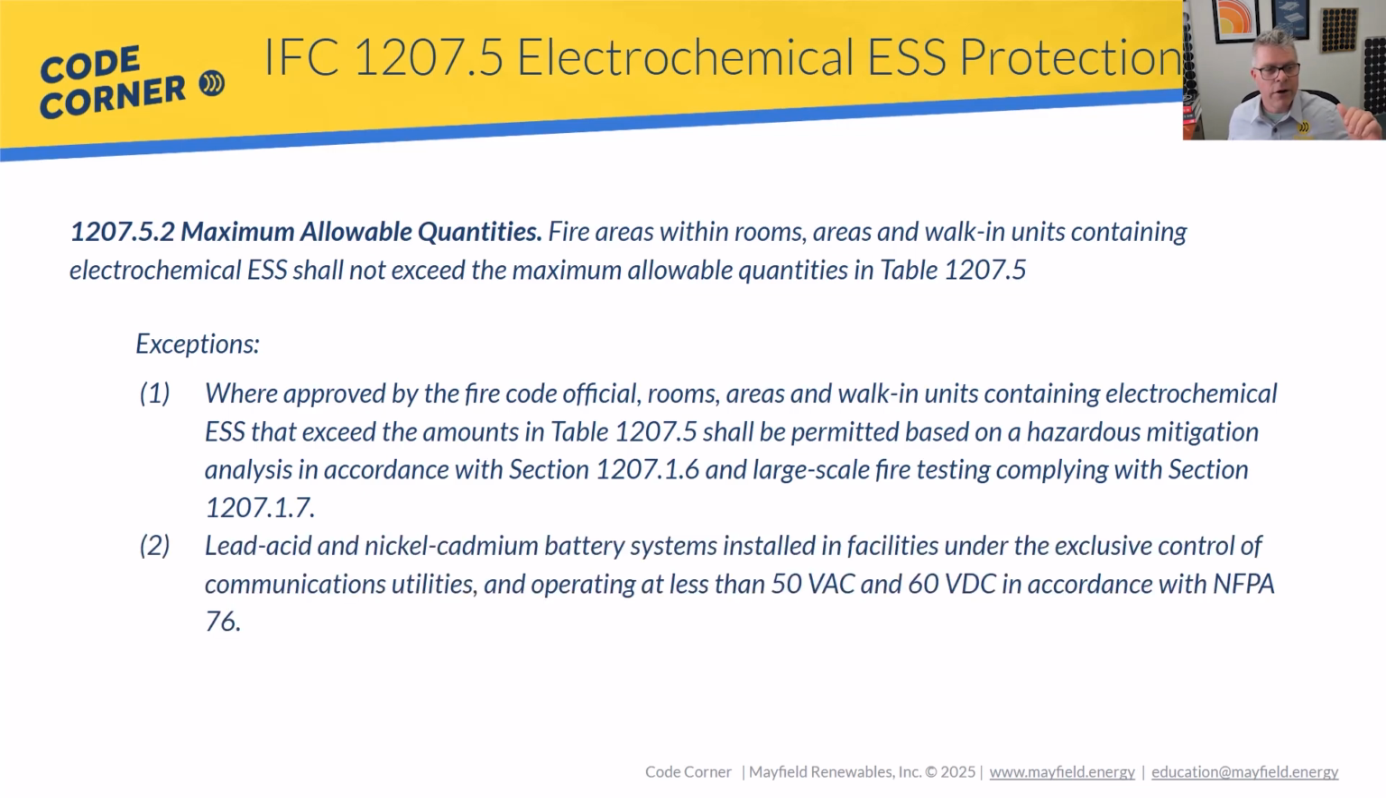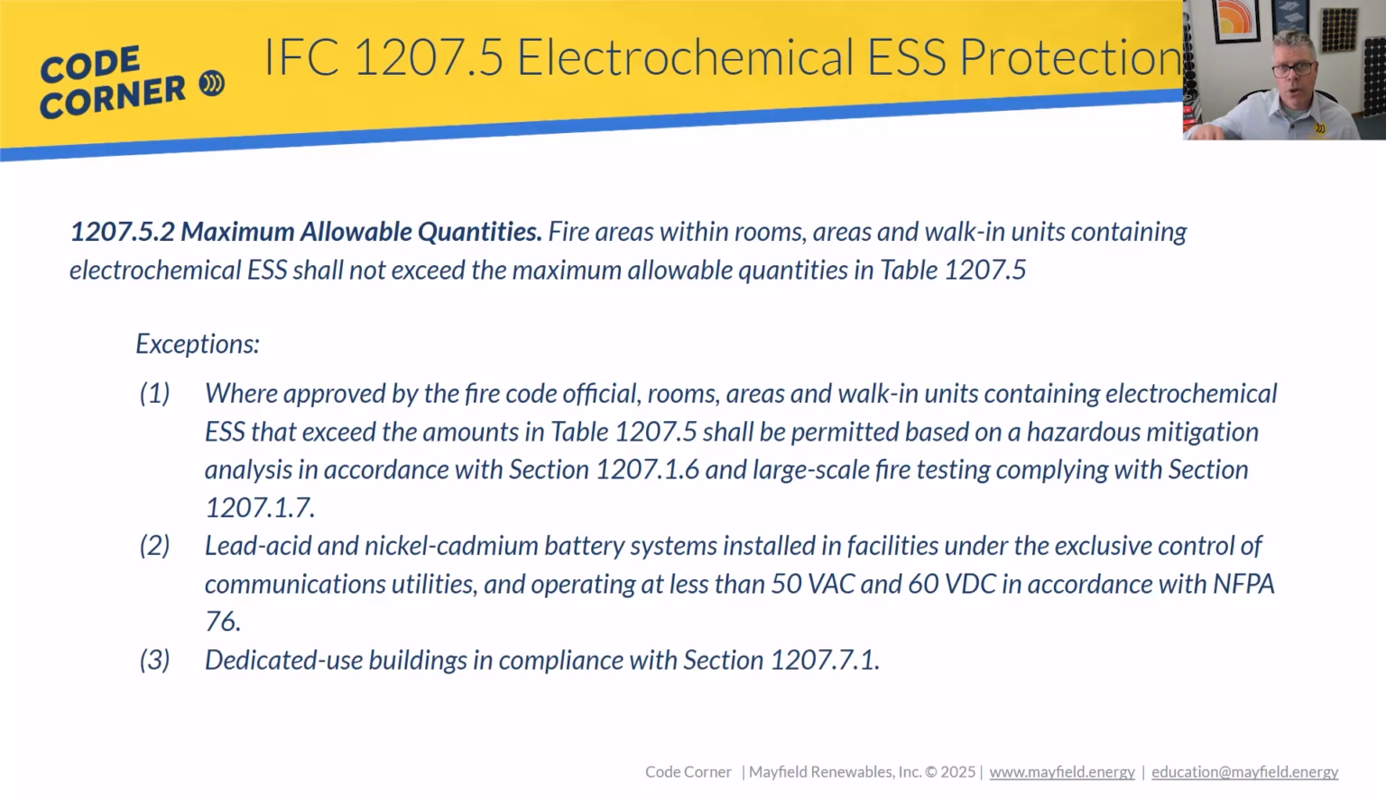There's a second one there for lead acid. I'm going to skip past that. But there is also another one for dedicated use buildings. So if you have a dedicated use building and you meet the 1207.7.1 requirements, that is another potential exception path for you in terms of this HMA. Again, number one is really going to be by and large where we're seeing most of these going, with the HMA and the large-scale fire test.